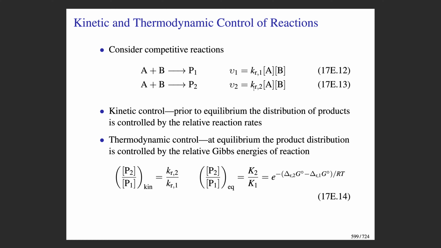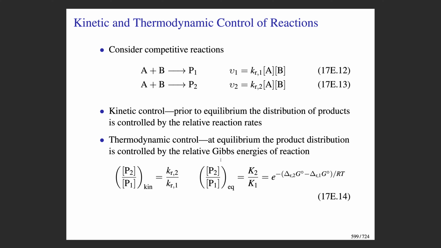Okay. The idea of kinetic control is that prior to chemical equilibrium being established, the distribution of products in the reaction mixture is going to be controlled by the relative rates. So whichever rate is faster is going to be the one that dominates the products. So the relative amount of products is going to be determined by the two rate constants.